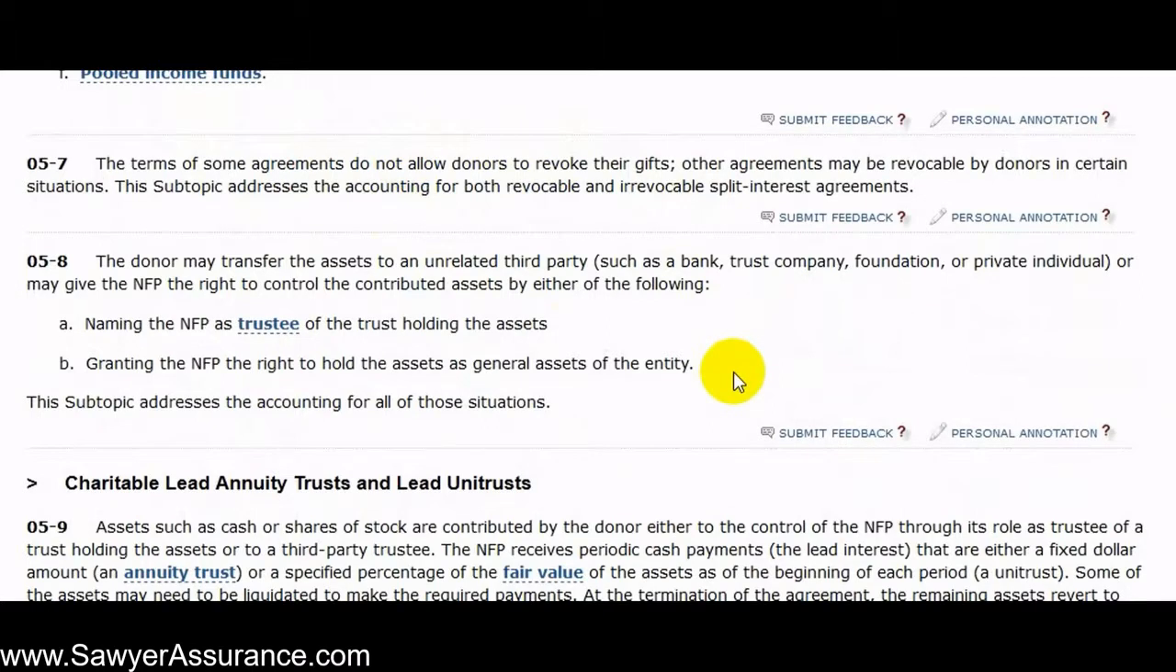We also have situations where either the donor transfers assets to a third party to manage, for instance, a bank or trust company, or the donor may transfer the assets to the not-for-profit entity to manage. And that may be through naming the not-for-profit as a trustee of the trust that's holding the assets, or granting the not-for-profit the right to hold the assets as its own assets. So in the subsequent sections, we will discuss the different accounting for all of these situations as well.